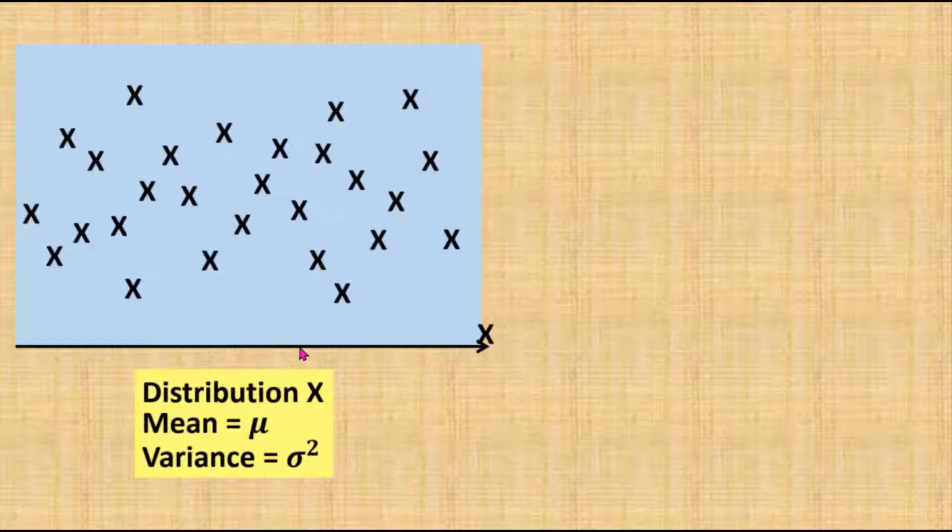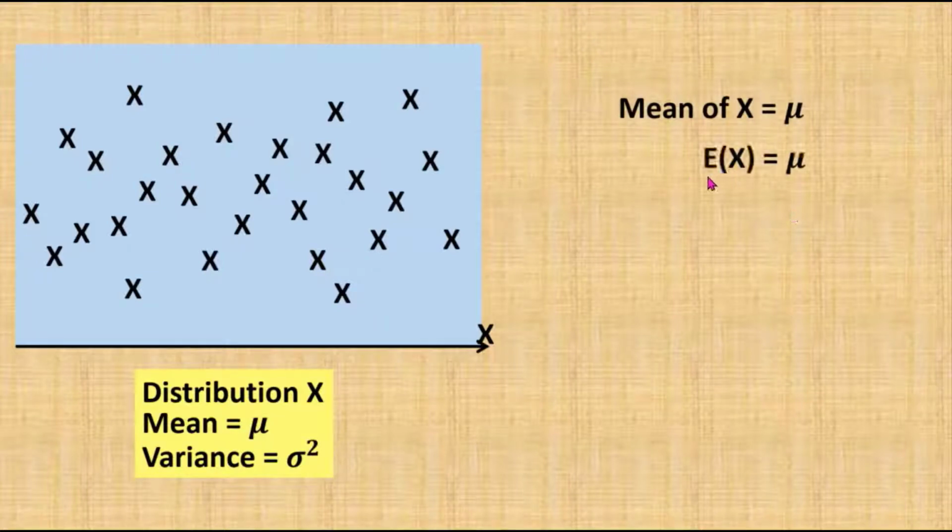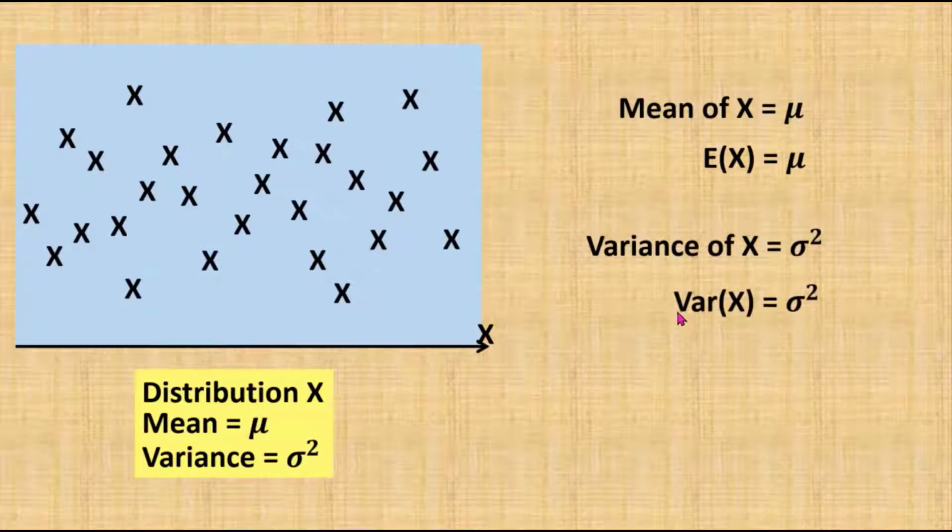If X is a random variable, and this is the distribution of X with mean equal to mu and variance equal to sigma squared. The mean of the random variable is denoted by E(X) with the value equal to mu. The variance of the random variable X is denoted by Var(X) with the value equal to sigma squared.